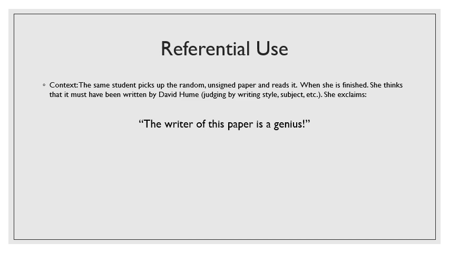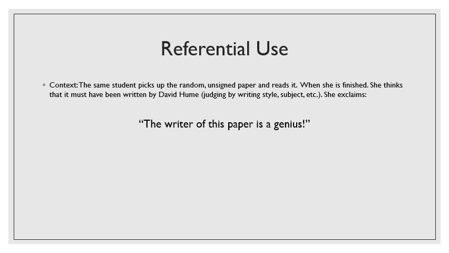Now, the second use is referential, and I use the same example, and the context is the same. The same student picks up the random unsigned paper and reads it. When she's finished, she thinks that it must have been written by David Hume. Judging by his writing style, the subject matter, and prior knowledge of his writing, she just knows in her head that it's David Hume. And she exclaims, "The writer of this paper is a genius."